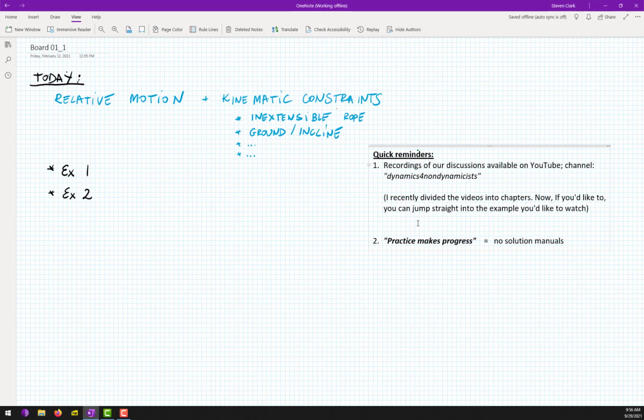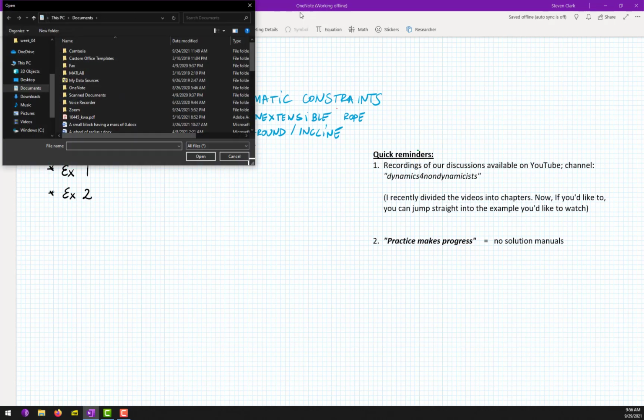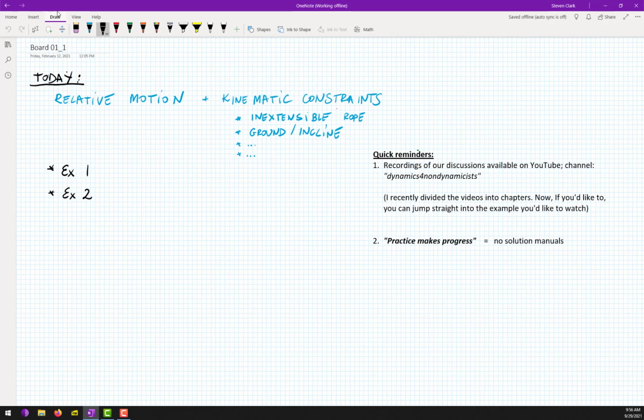Today's topic is relative motion plus kinematic constraints. I think you guys know exactly what to do with those constraints. Just today, I would like to clarify one thing. You probably already heard about inextensible ropes or wires, and you heard about ground and incline.